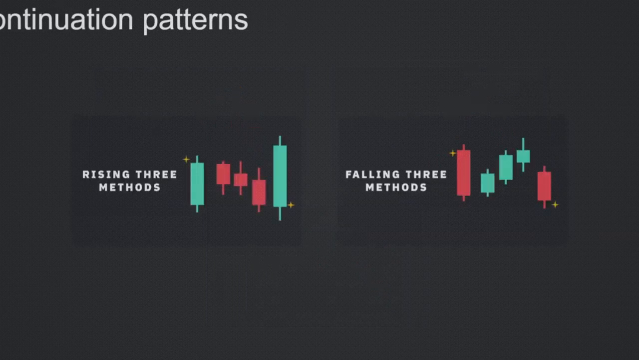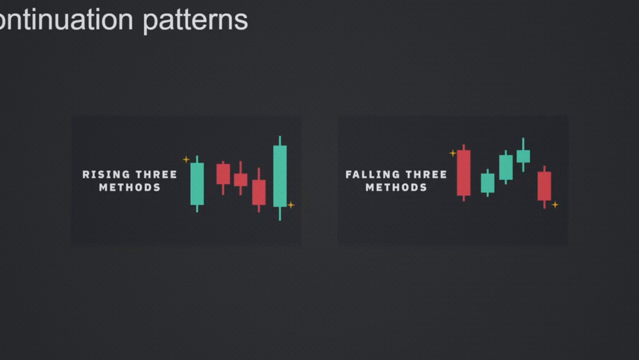Next, we have the continuation patterns, which are basically neutral patterns. So they indicate that the market is taking a break, but the major trend is still valid. So the first example here is what we call the rising three methods. So imagine that the market is going up, then it corrects a little bit with these three small candles here, and then continues to move up with this big green candle. So this shows us that despite the small break in the uptrend, buyers were not done yet, and the major trend is still valid.